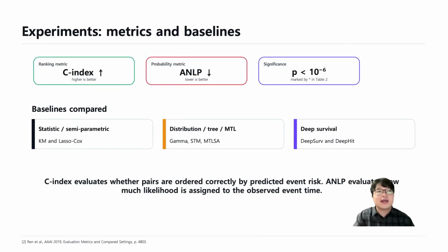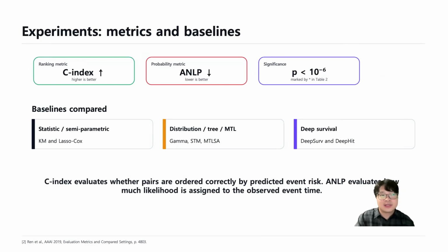The paper used two main evaluation metrics. The first metric is C-index. C-index measures whether the model correctly orders pairs of samples by predicted event risk or event time. A higher C-index is better. The second metric is ANLP, or average negative log probability. ANLP measures how much probability the model assigned to the observed event time. Lower ANLP is better.